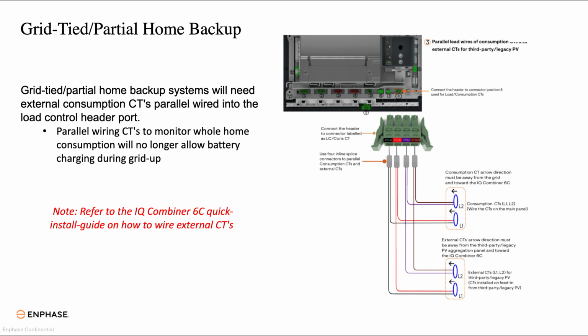For grid-tied and partial home backup system expansions, external consumption CTs must be wired into the load control header port to enable whole home monitoring. Keep in mind that using this configuration disables battery charging while the grid is up. Refer to the IQ Combiner 6C Quick Install Guide for detailed wiring instructions.